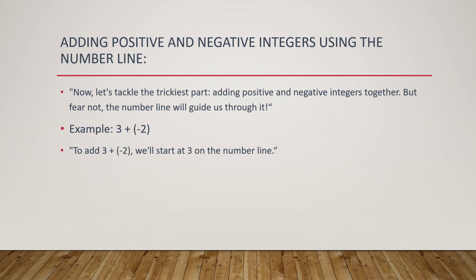So let's tackle the trickiest part. But it is very easy. They say it's the trickiest one, but no, it's not. It's very simple and very easy. Just remember the steps. What do you have to do? Add the positive and the negative integers together. But fear not, because the number line will guide us through it. It becomes very simple, very easy when you are using a number line.